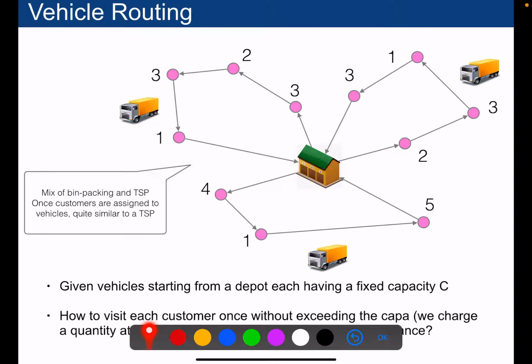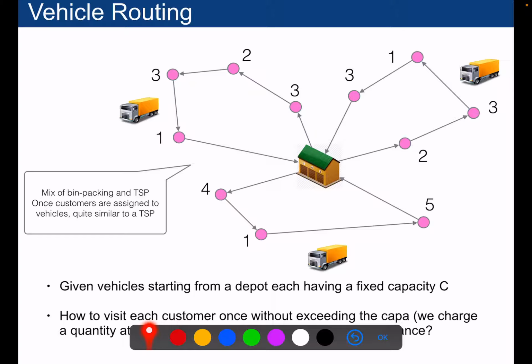The traveling salesman problem is part of a larger family of problems, the vehicle routing problem. It's a generalization of the TSP. You have a depot, and the depot will contain 3 different trucks. You also have to visit customers that are represented here with the pink points, and you have 3 trucks to visit all the customers.